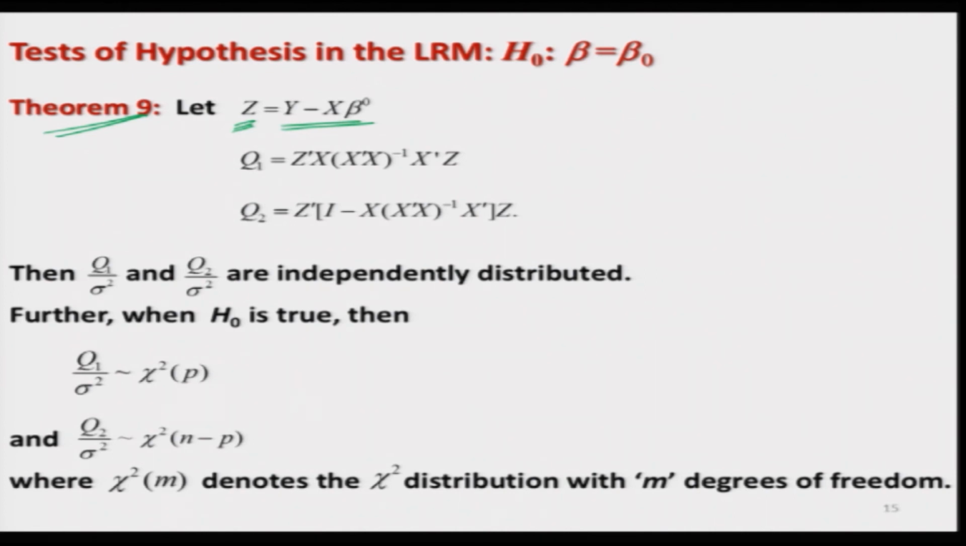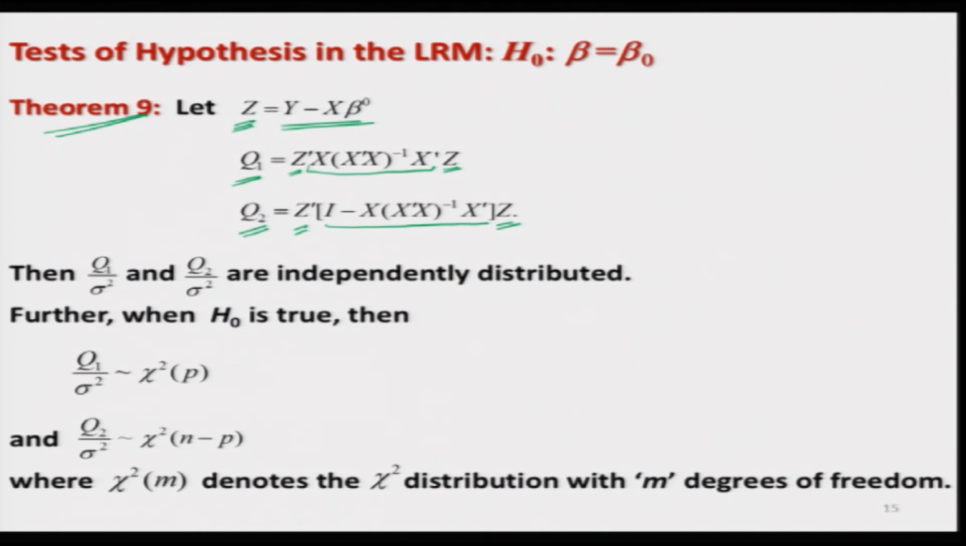Okay, try to recall. We define two more variables here, Q1 and Q2, which are based on the random variable Z. Q1 is a quadratic form, Z transpose X into X transpose X whole inverse X transpose Z, and another random variable Q2 uses the same Z with a different matrix, the hat matrix I minus X into X transpose X whole inverse into X transpose.